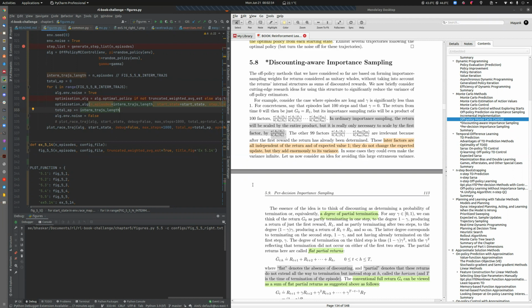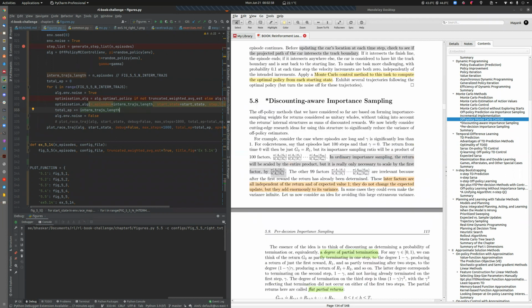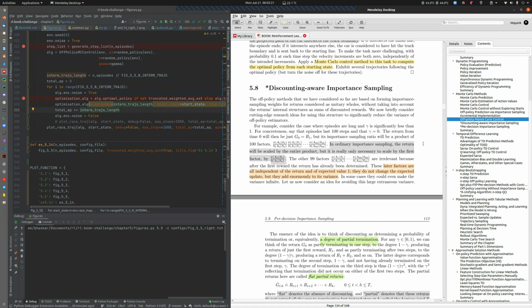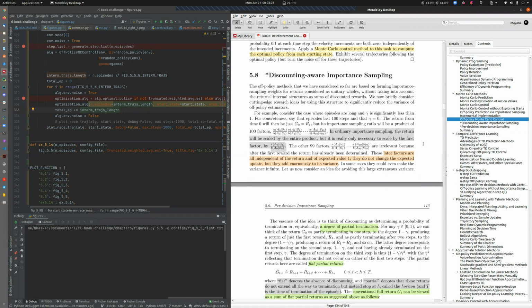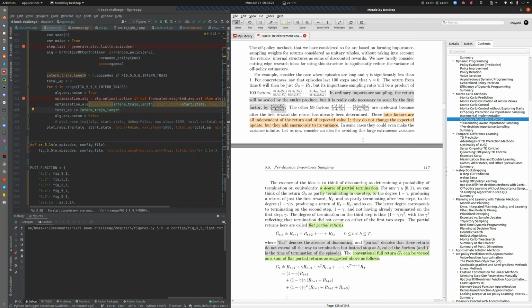The other factors that we had are irrelevant. We have taken only the 100 steps of a particular episode, and our discount factor is 0 in the sense that G naught will be R1. So that doesn't make sense if we are trying to implement it. But yeah, this is simple really.